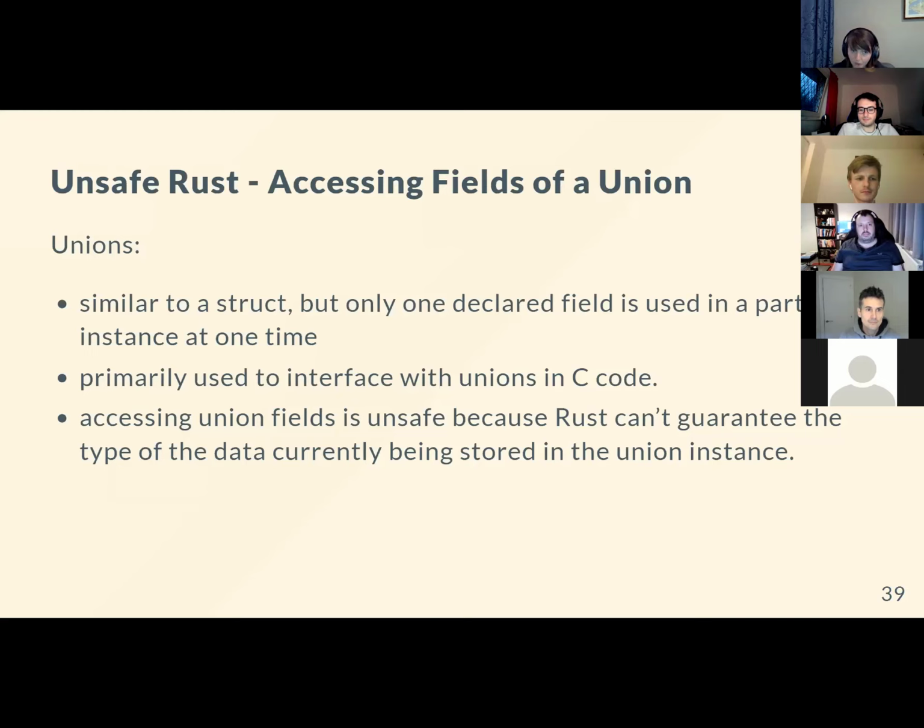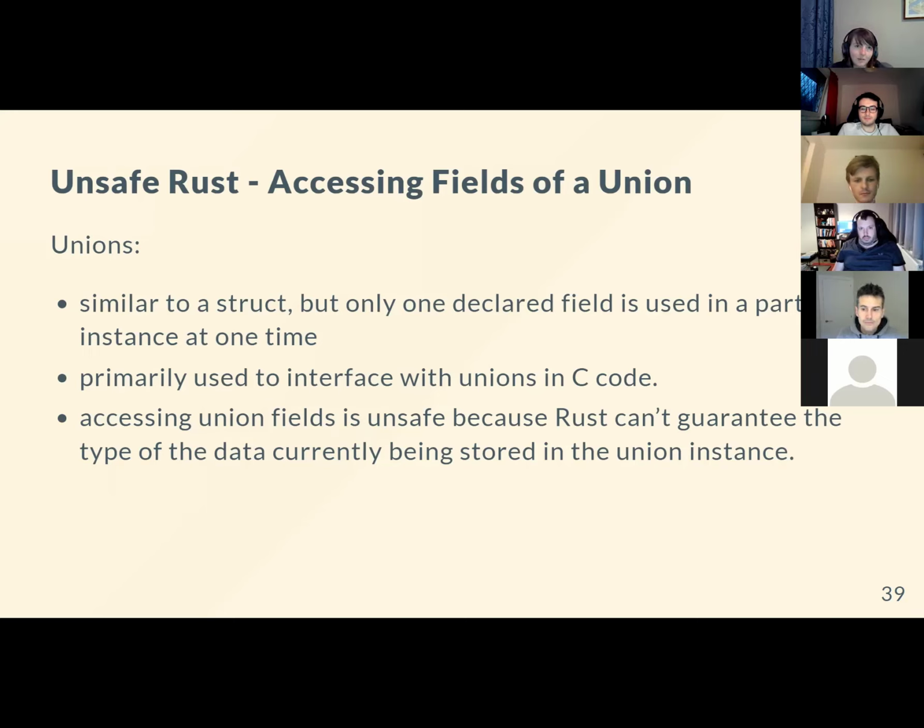And the final example of an operation which is required to be done in an unsafe block is accessing the fields of a union. So if you haven't used unions in other languages, a union in Rust, and in C as well, is similar to a struct, but only one of the declared fields is used in a particular instance at one time. So you just have one block of memory, but then it could be any one of the different types, depending on what you've chosen to put in there.